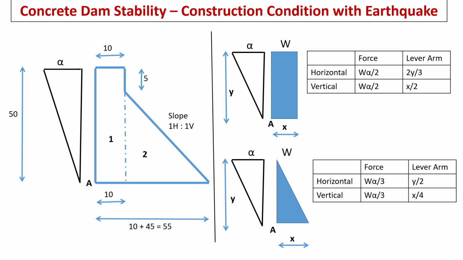For example, force is multiplication of mass with acceleration. We have seismic coefficients as accelerations. We have to multiply them with mass.